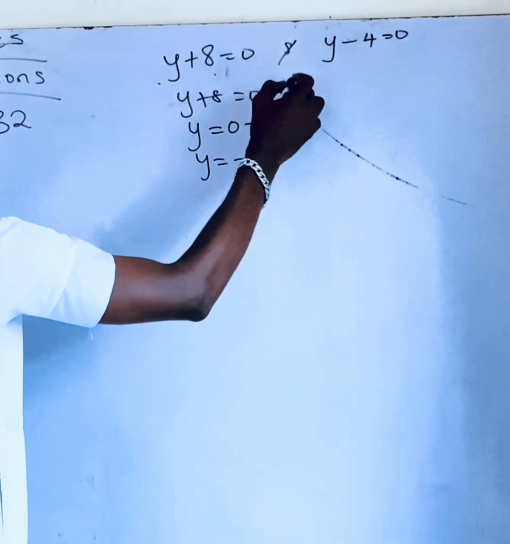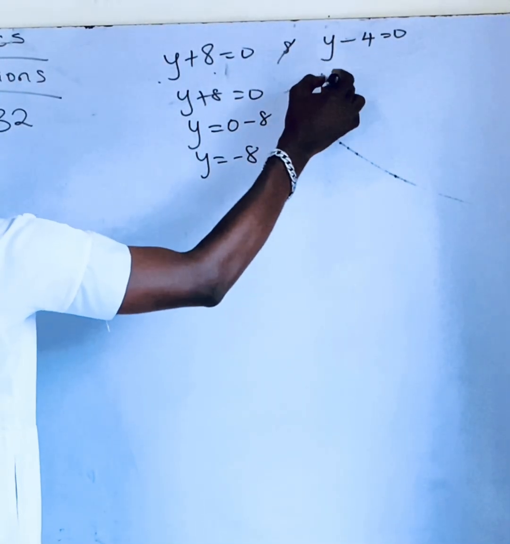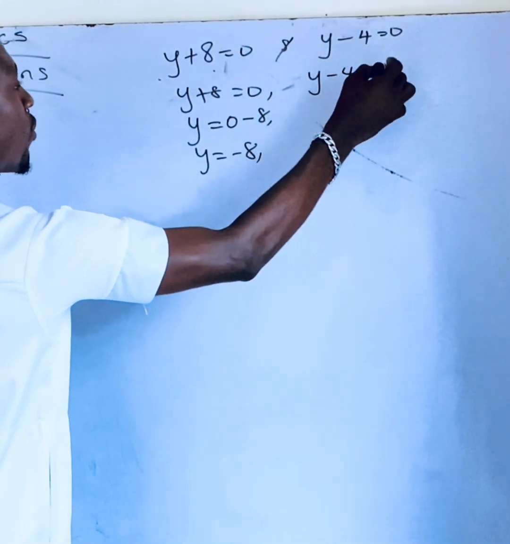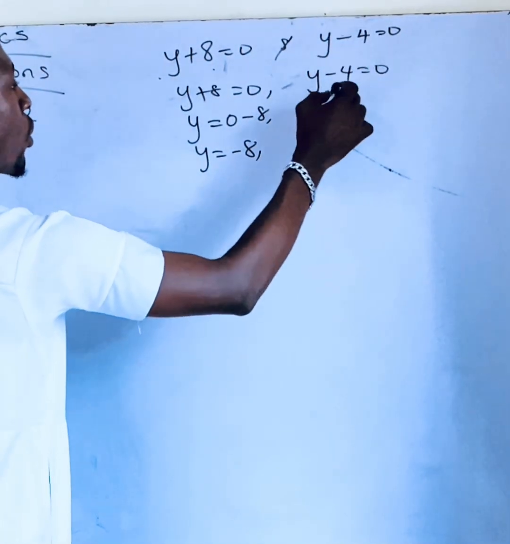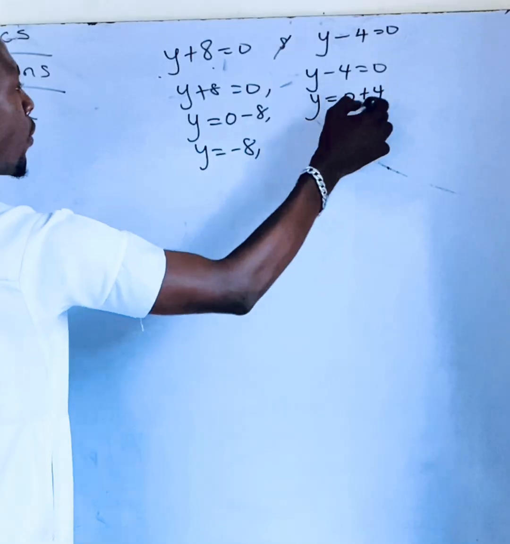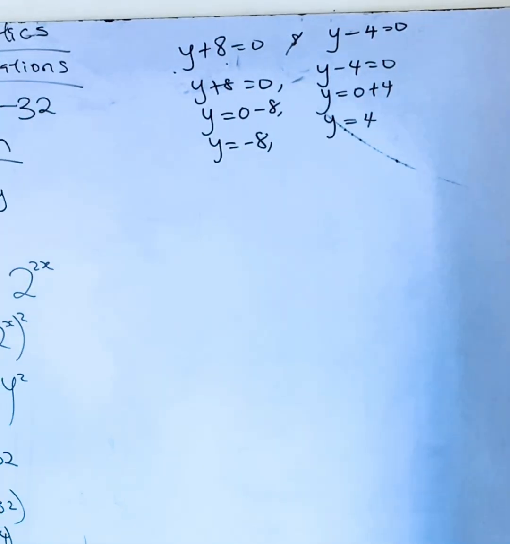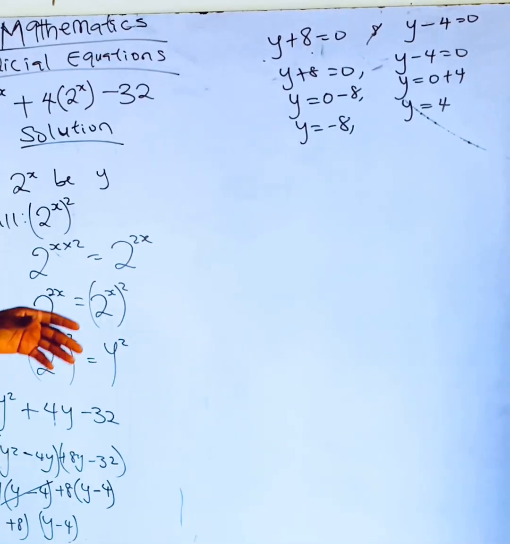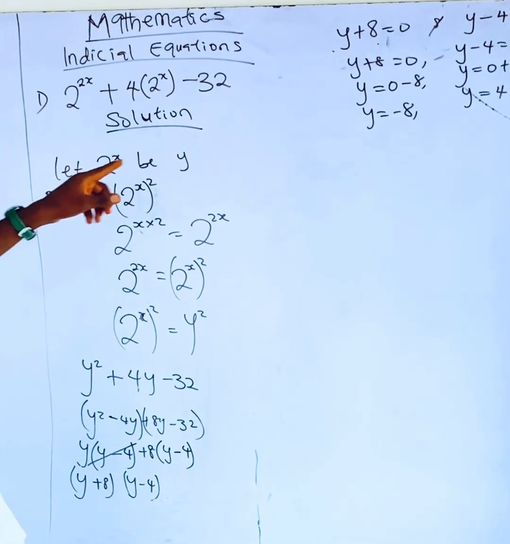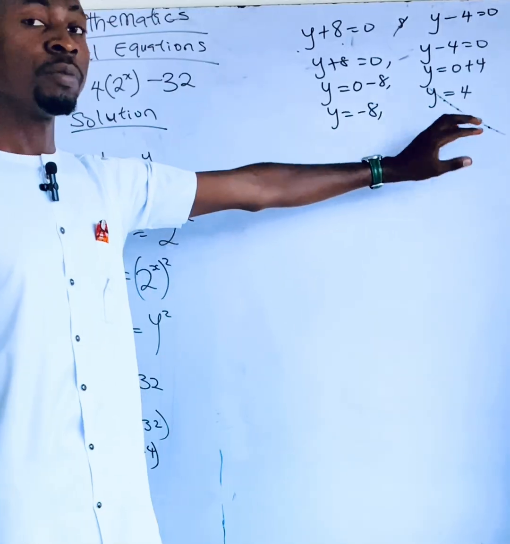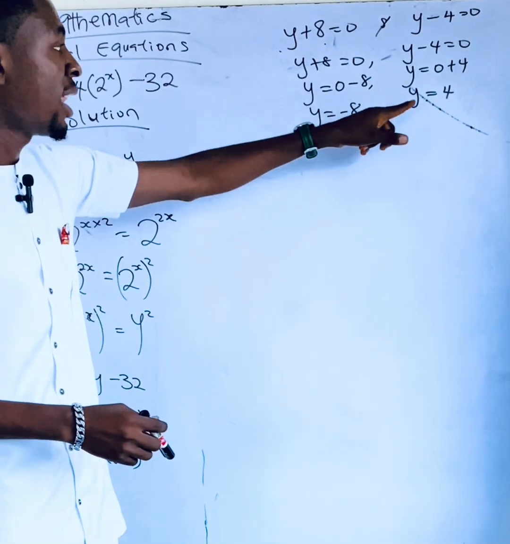Then we'll be having y minus 4 equal to 0. When this crosses the equality sign, it becomes plus 4, and y is equal to 4. So this is the answer. But because we are trying to factorize this question, you won't just stop here. Because this is minus, we are choosing the one with positive. You are going to be using the positive figure. So let our y be what?